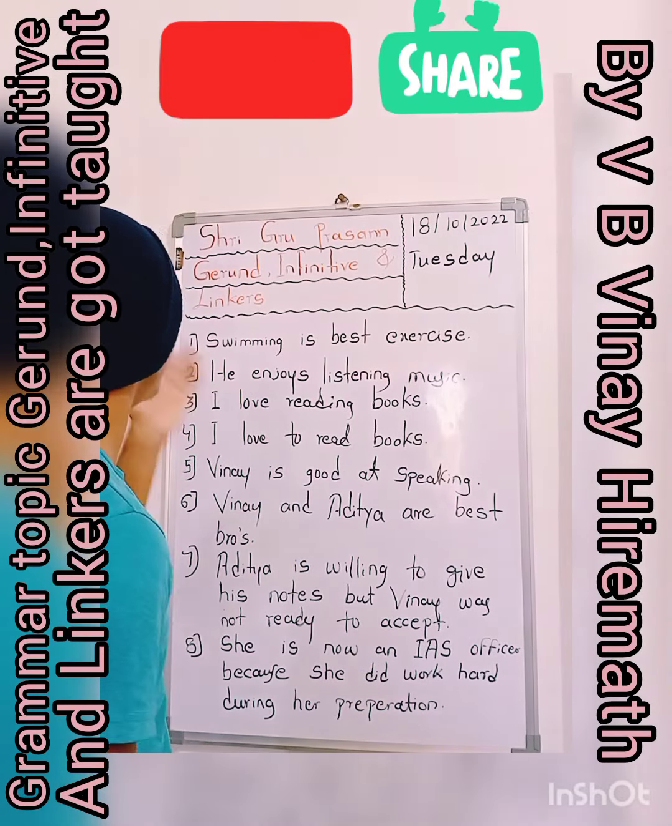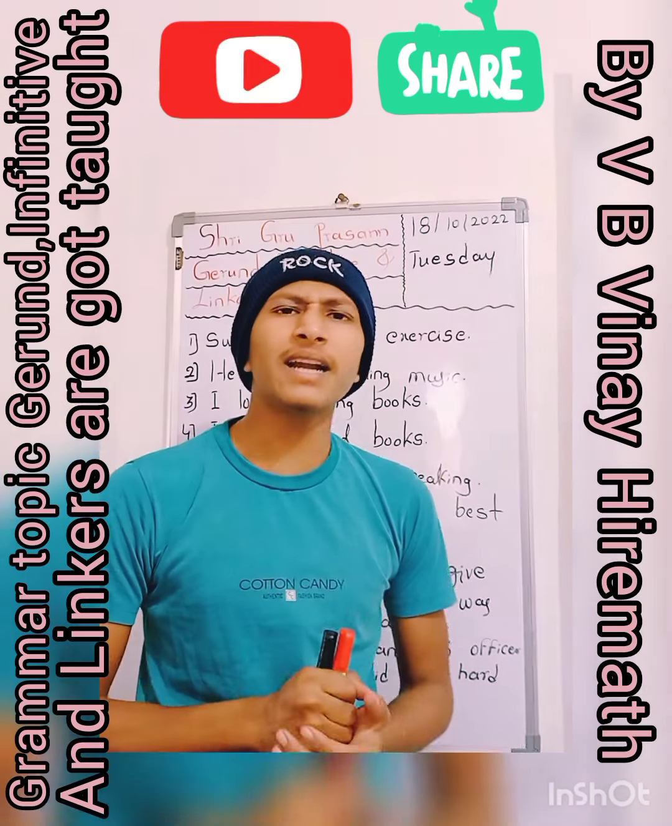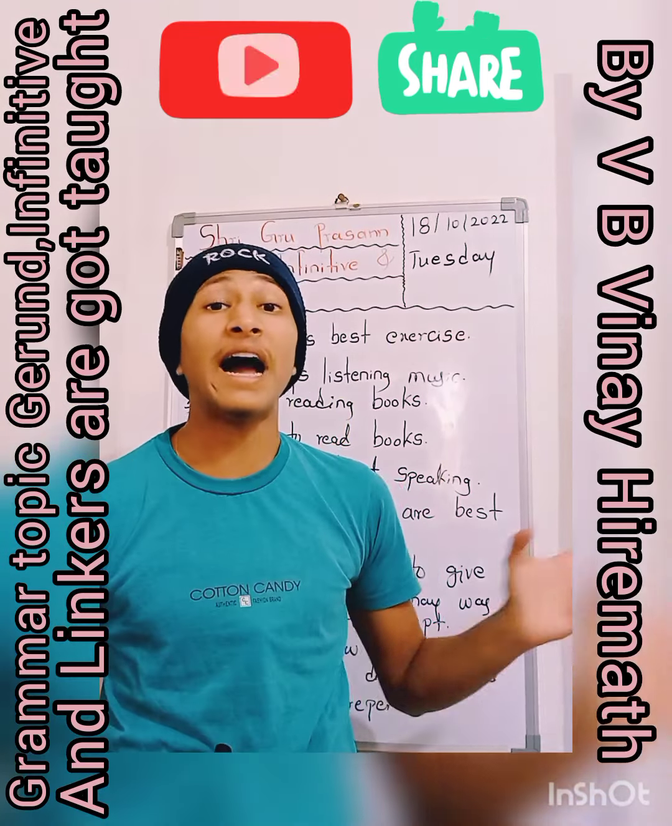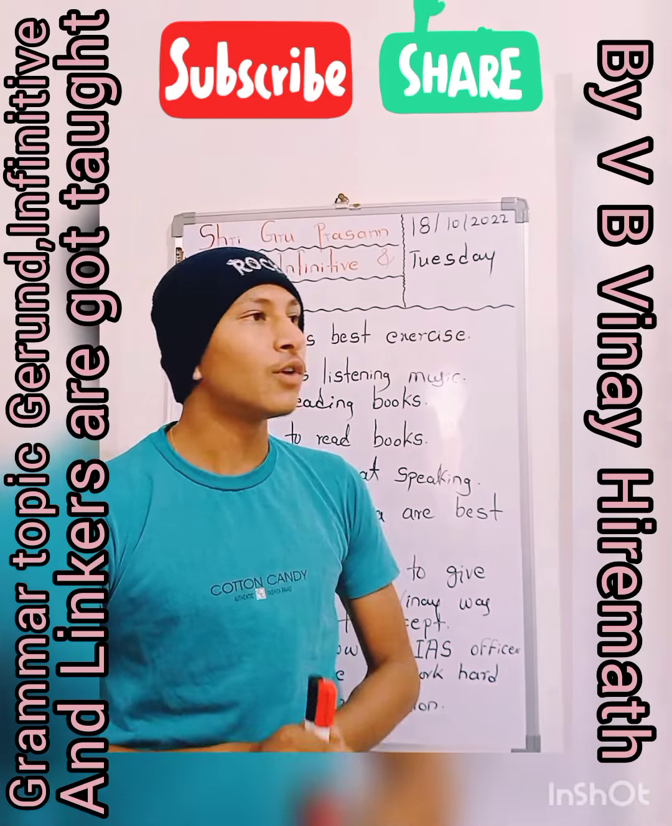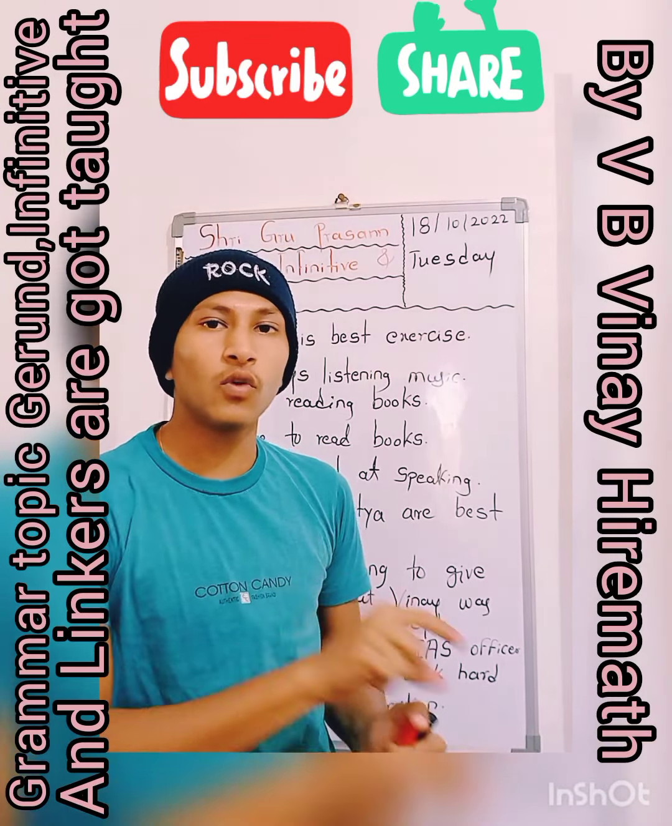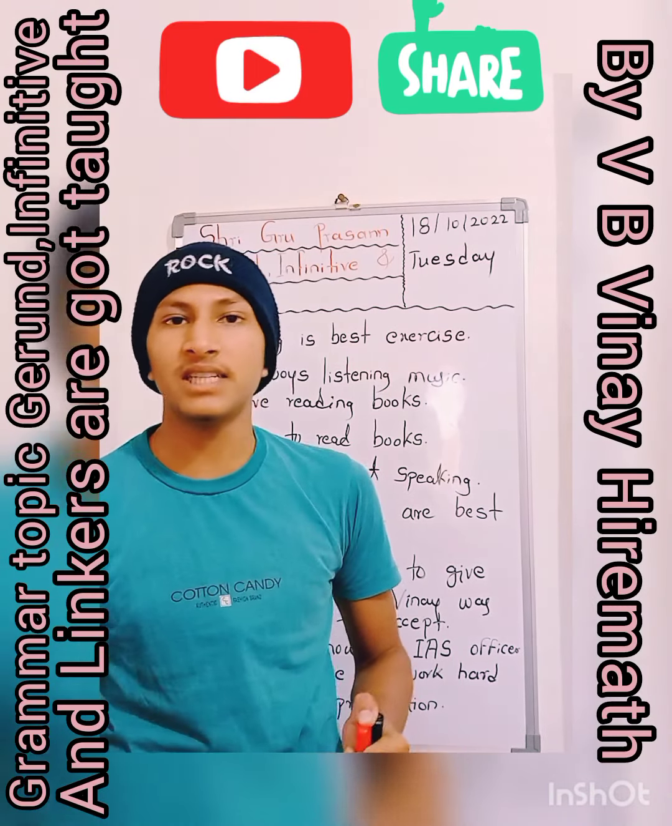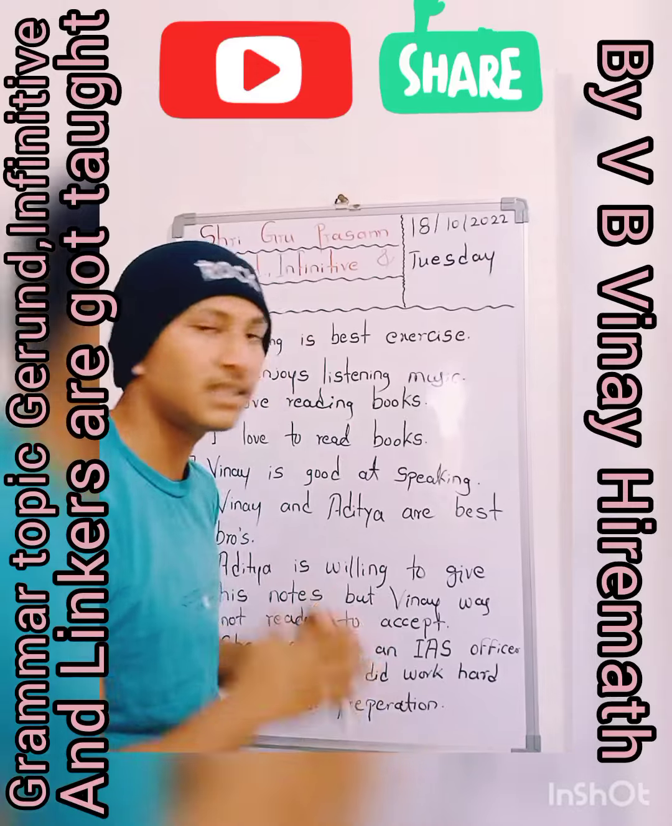Now we will understand what a gerund is at the very first. The gerund is a form of ing in the verb. What we call V5. V5 means verb plus ing, the basic main verb plus ing. That's what we call the gerund.